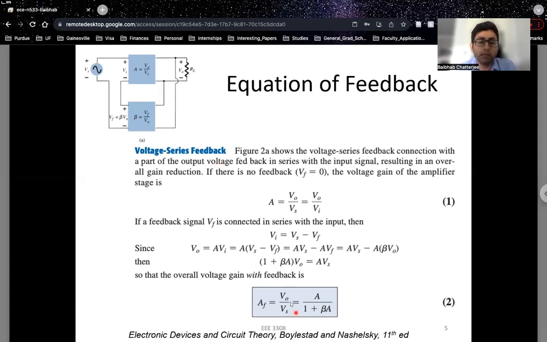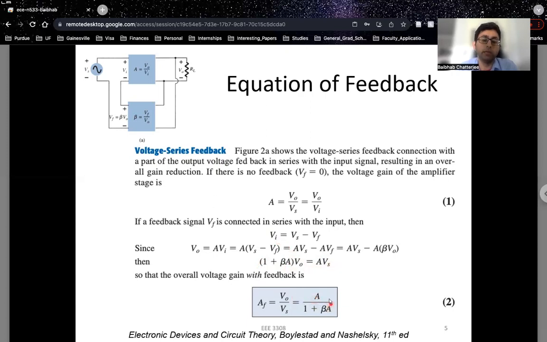You'll have this same equation of the feedback, given that you are representing the A and beta terms correctly. Now for voltage series feedback, you can go through these set of equations, which is nothing but defining the voltages correctly and then doing the KVL around the loop. I'll not go through the exact set of equations over here, but you can check whether they are mathematically valid or not. And I hope they will be, because this is directly taken from the book.